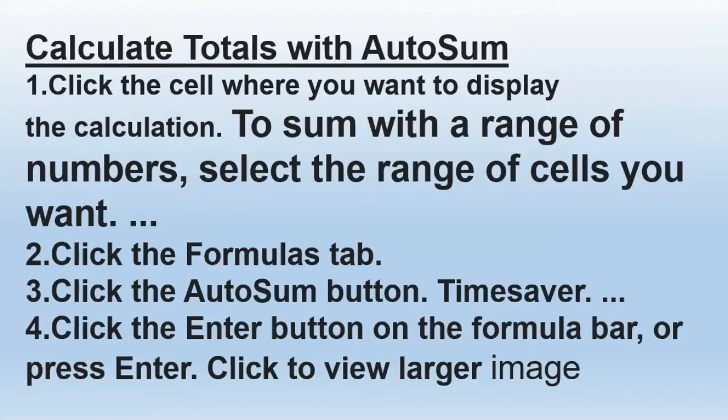Okay, calculate totals with the AutoSum. How can we calculate the totals with the AutoSum? This is the procedure. First we click the cell where we want to display the calculation. For the sum of a range of numbers, select the range of cells that you want.